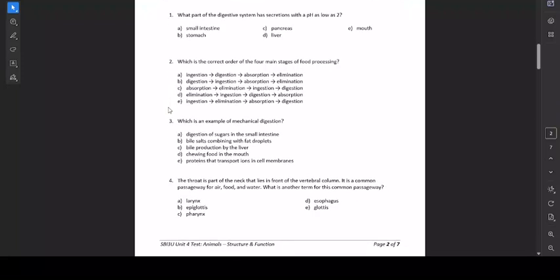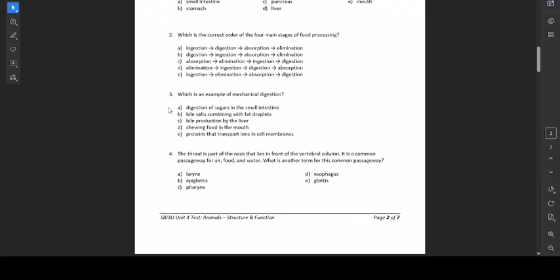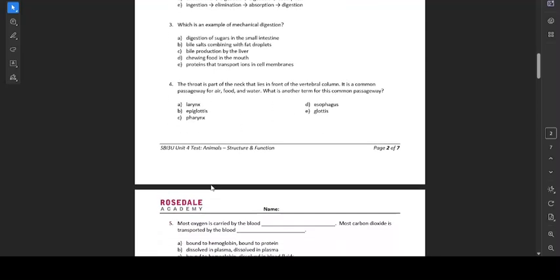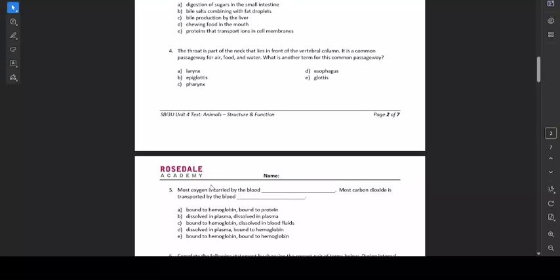The throat is a part of the neck that lies in front of the vertebral column. It is a common passageway for air, food, and water. What is another term for this common passageway? Pharynx is the common passageway for air, food, and water. I don't want to go through the rest because it seems pretty straightforward. The larynx is the voice box, the esophagus is the food path, the glottis is the flap, the epiglottis, and all of that. So pharynx is the only one that makes sense.